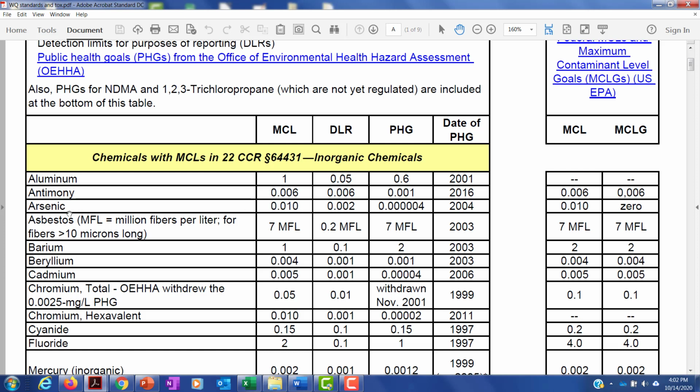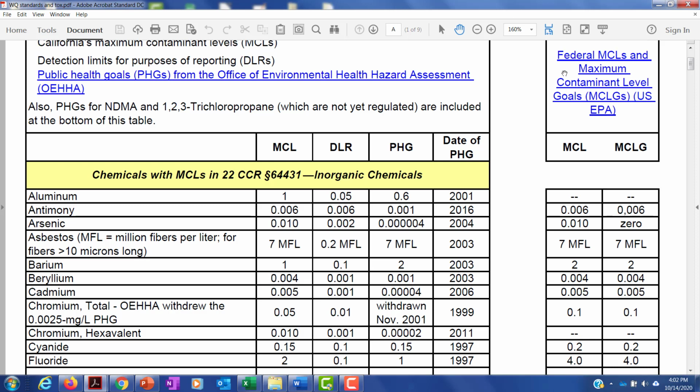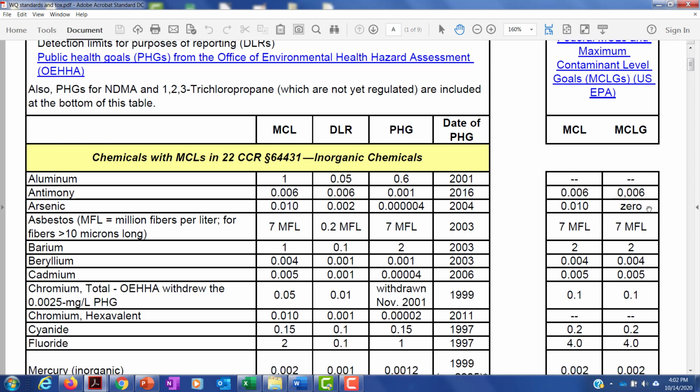So let's look at arsenic, another naturally occurring chemical. The MCL is 0.01 parts per million or 10 parts per billion. The goal is much lower than that. Again, that's just the toxicology folks getting together and using their science to say what would the ideal be. The maximum contaminant level goal, that's just what the federal guys come up with. They say zero. It's good to not have any arsenic. That's the goal, is zero. But we recognize that's not realistic. There's arsenic in the environment. And so it ends up being 10.